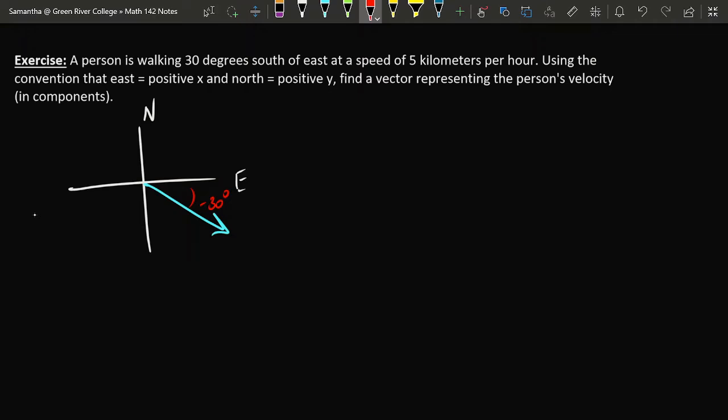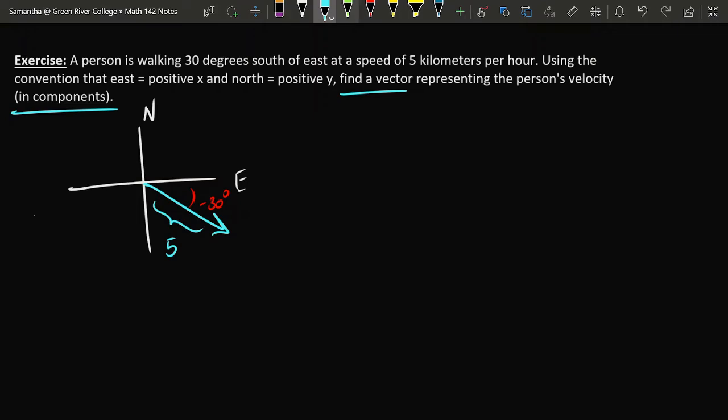Now we are also told that the person's speed is 5 kilometers per hour. So to represent the person's velocity, I could draw a vector with a length of 5, the length of the vector being the speed of this person's movement. From this data, let's find a vector and let's write it down symbolically in component form.